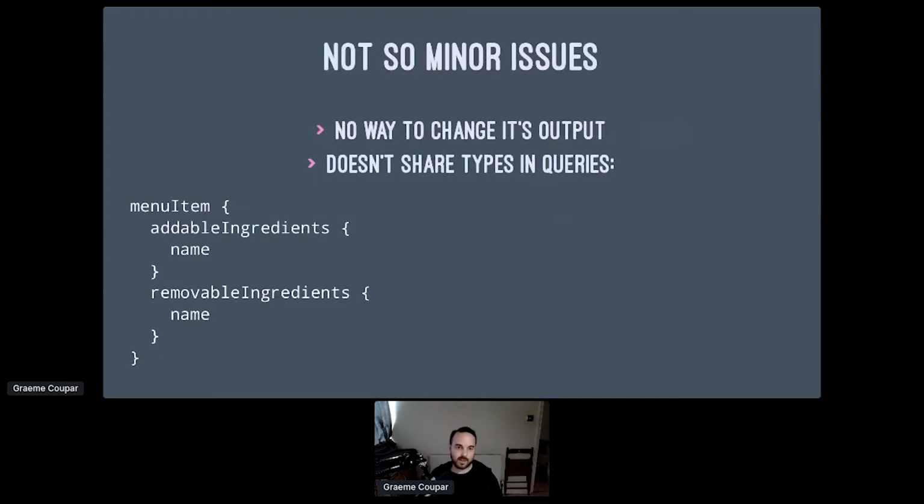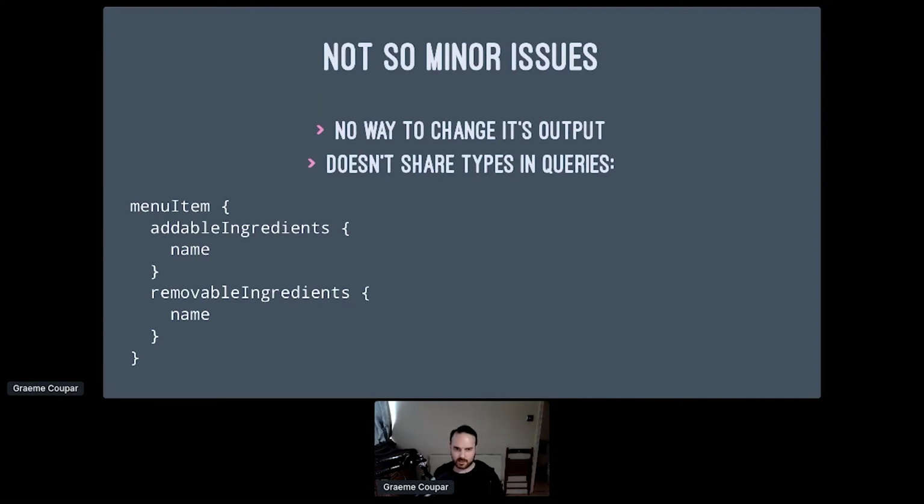But then we ran into some not so minor issues. One of them is that because it generates all these types for you, there's no way to change its output in any way. So if you want to put a slightly different derive on some of the structs that it outputs than others, you can't do that. You just have to not put any derives on it and then write all the code out manually yourself afterwards, which is not great.